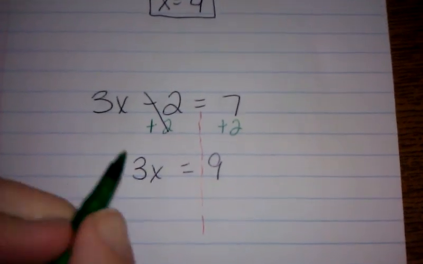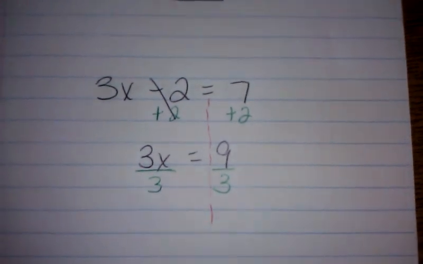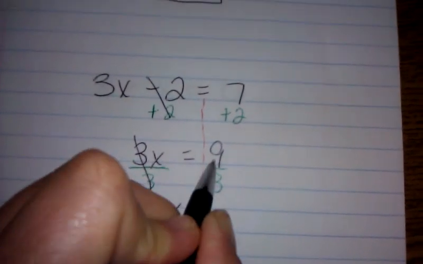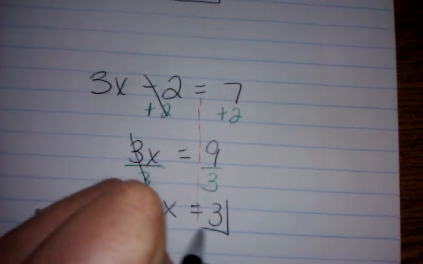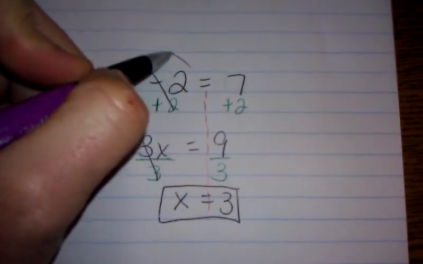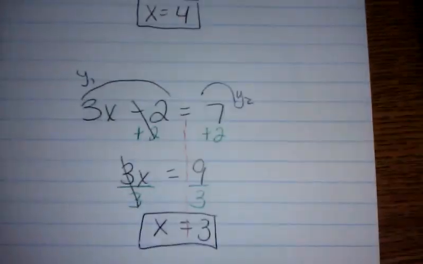3 times x, the opposite of times is divide. Now these cancel. And you get x equals 9 divided by 3 is 3. Let's go over here and check it in the calculator. Remember I said left-hand side into y1, right-hand side into y2.